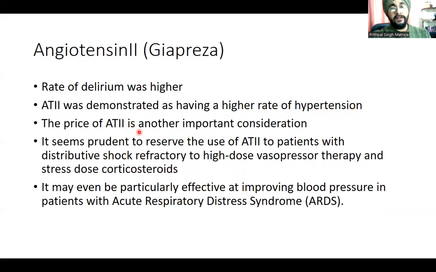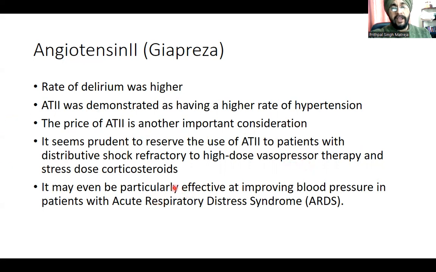Apart from this, another important consideration was the price of angiotensin 2, which was quite higher as compared to the conventional treatment. So what is now said is that this particular drug is better as a reserve for patients with distributive shock refractory to high dose vasopressor therapy and stress dose corticosteroids. In these patients, you could add angiotensin 2 as an adjunct.